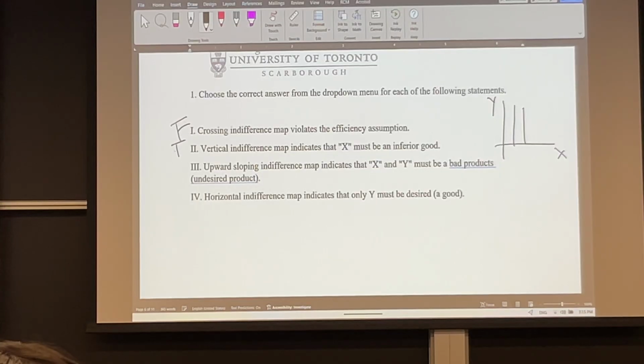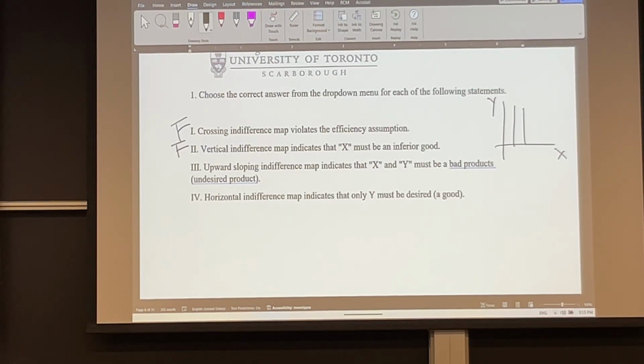This is false. It has nothing to do with inferior or normal. Something else. It has to do with whether you like X, dislike it, whether you like Y, dislike it. Make sense? Look. Which one you like here, which one you don't care or dislike, if you get a vertical indifference map.